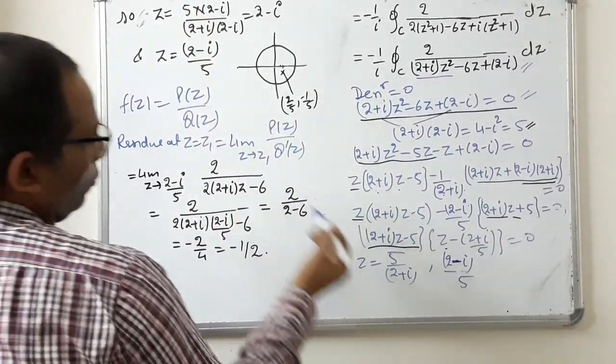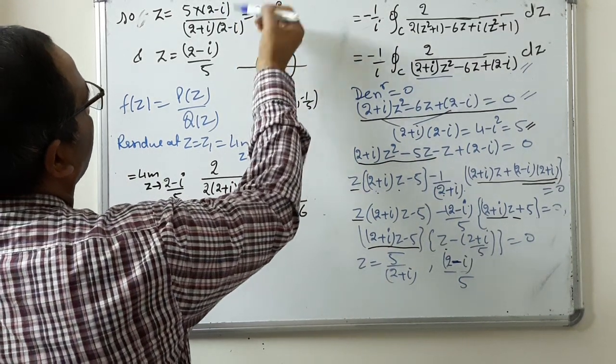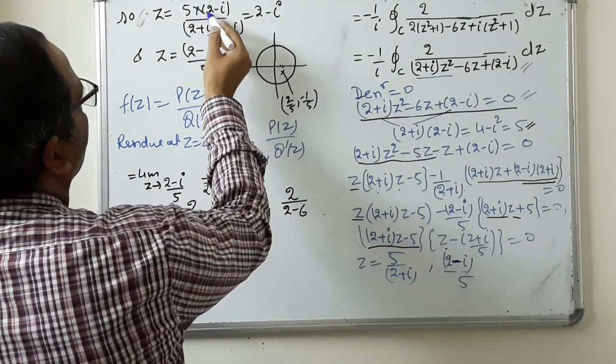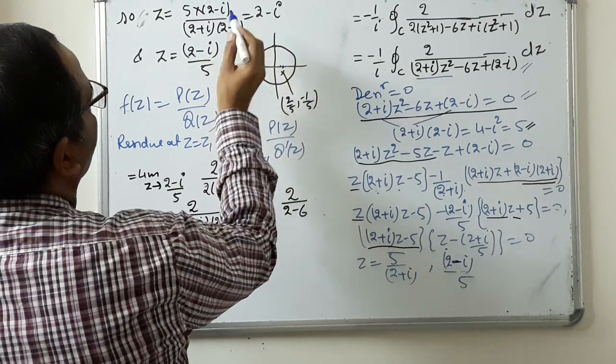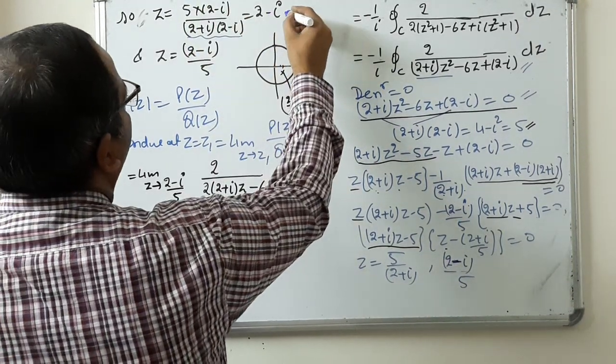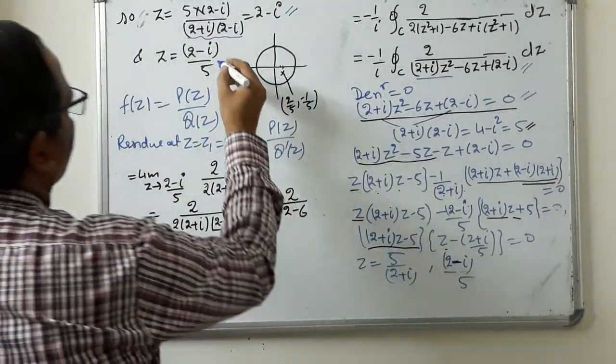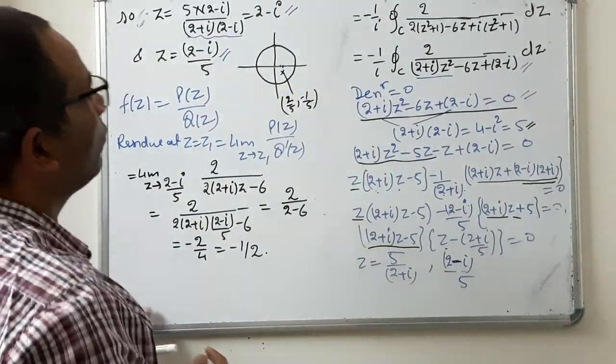We get z equal to, the first one is 5 upon (2 plus i). So multiply (2 minus i) in numerator and denominator. We get 5 into (2 minus i) upon (2 plus i)(2 minus i), and the value of this is 5. The 5s cancel out. We get 2 minus i. And the second value is (2 minus i) upon 5.